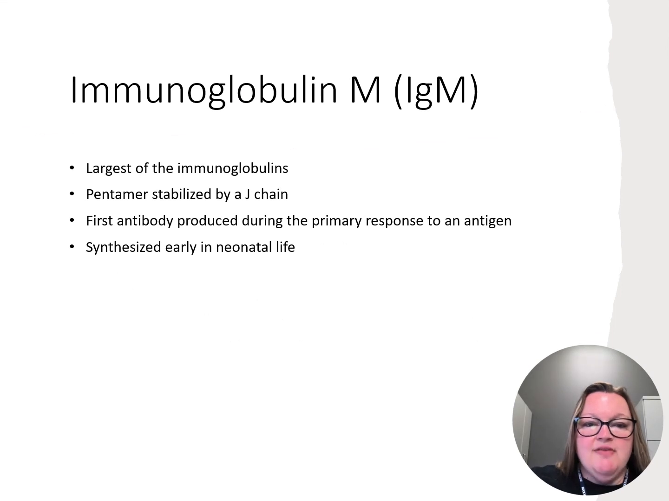Know that IgM is the largest antibody in size and typically the first antibody produced during the initial response to the antigen. This antibody is considered a pentamer because it's consisting of 5 smaller identical molecules better stabilized by a J chain. Again, IgM is the first antibody produced during the primary response to the antigen. Know that IgM is a little bit different because it's usually made in neonatal life. So if there's an infection in utero, there will be increased IgM in the body of the baby.